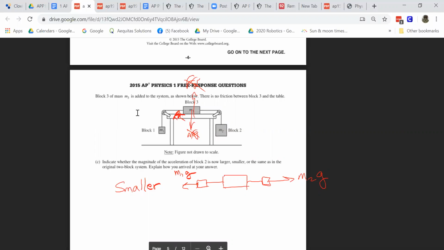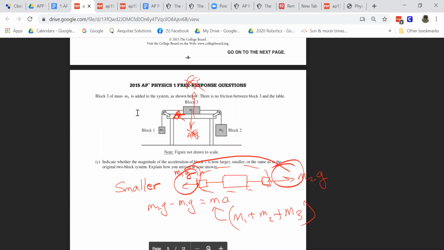So now when you do this, sum of the forces in the x direction, you have m2 times g minus m1 times g equals ma. But now look, this is m1. Look at what's in my free body: m1 plus m2 plus m3. So in other words, more mass is being accelerated by the same net force. The net force is the difference between these two weights. More mass, same net force means less acceleration.